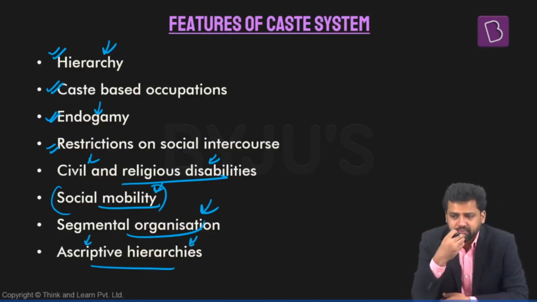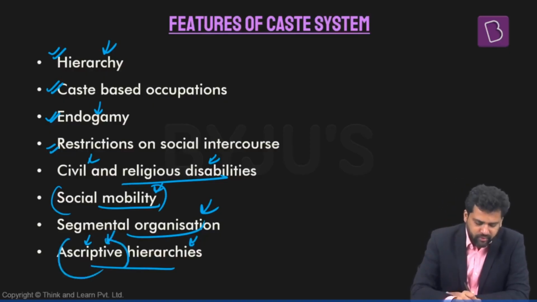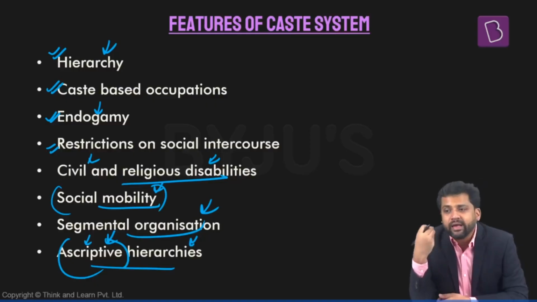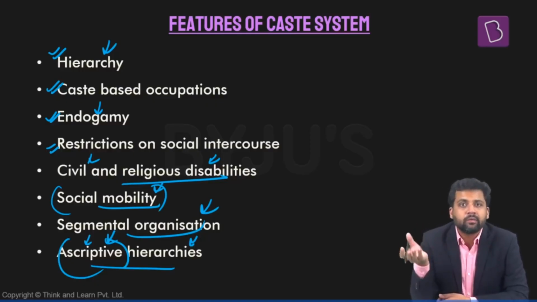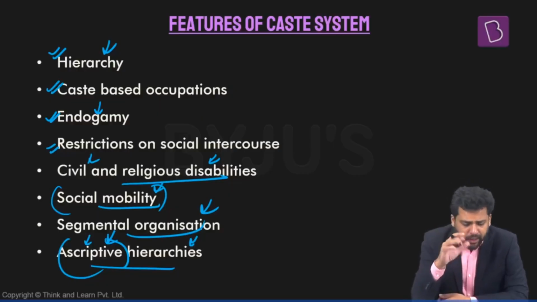Ascriptive hierarchies are there. What do you mean by this? Ascriptive means something which is from birth. So caste system is a system which creates hierarchies, and these hierarchies are maintained because of these ascriptive criteria. People are born into a particular caste, they cannot change their caste. Their economic opportunities are also linked to the caste they are born in, because you cannot change your occupation. Whichever caste you are born in, you have to take up the occupation of that caste. So there are ascriptive hierarchies here. So these are some features.